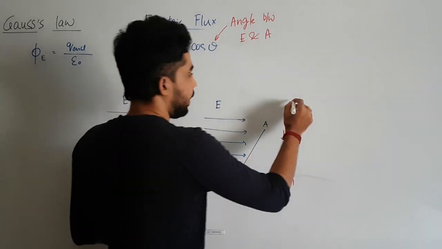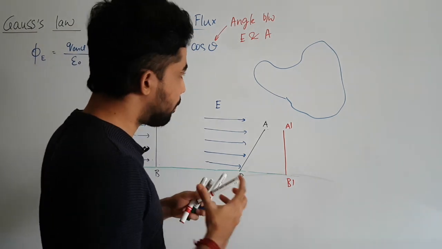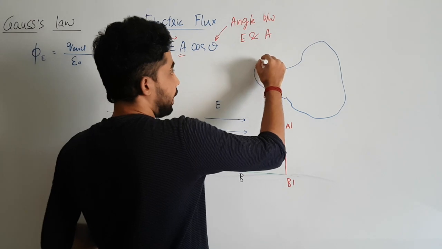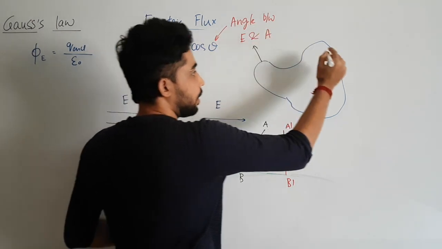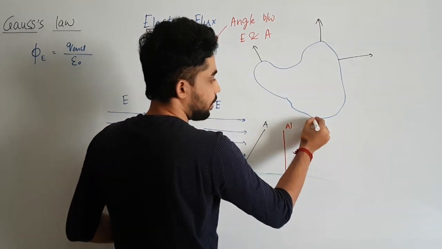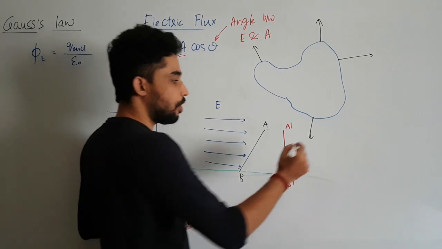So if I consider any random surface like this, the area vector should be perpendicular to that point. Like if I consider this point, the area vector should be like this, radially outwards. If I consider this point, it should be like this. If it is this, like this. If it is some point here, then it should be like this. So that is the concept of area vector or normal vector.